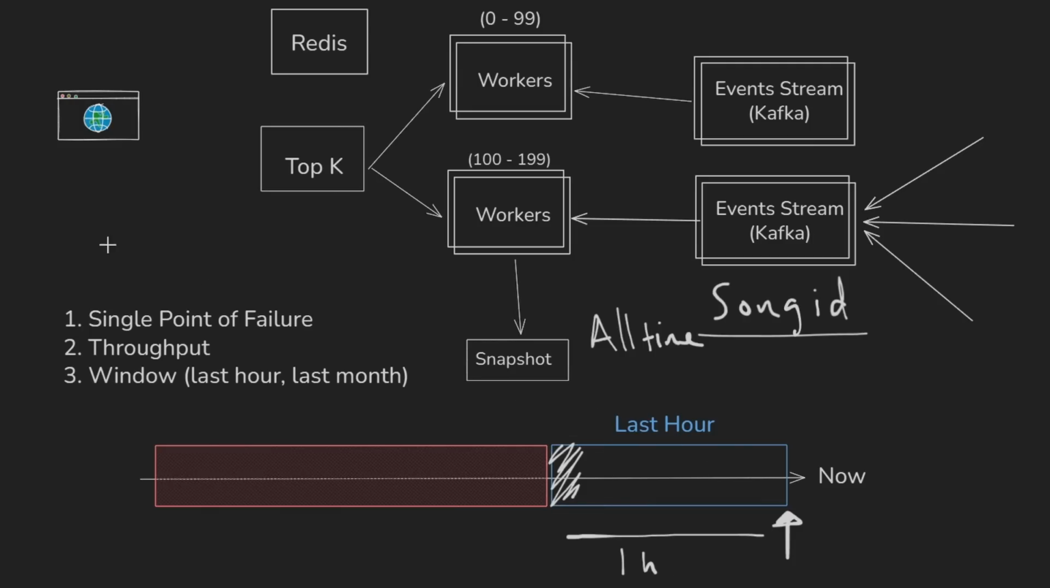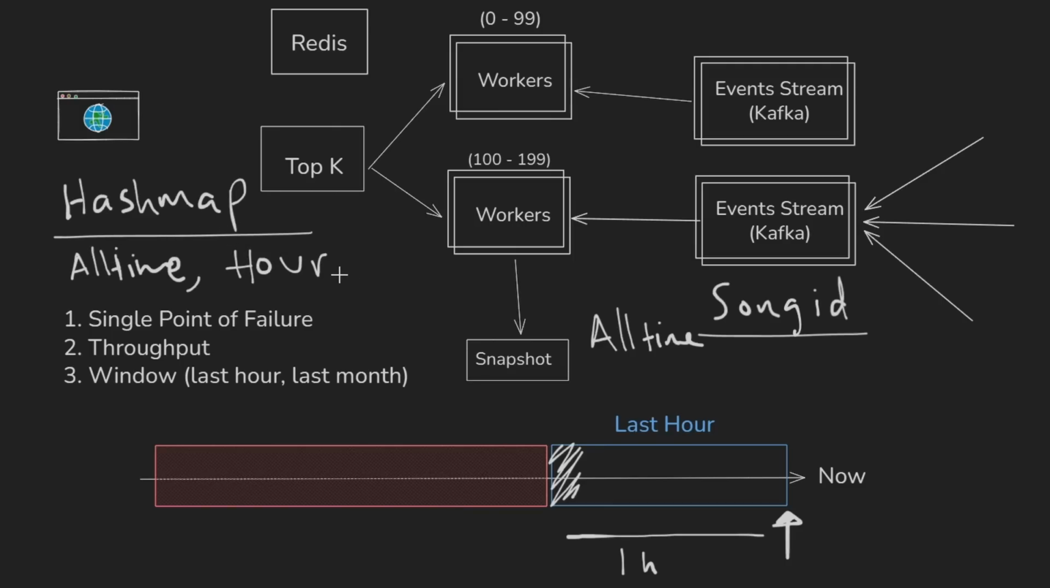So let's say that we have a bunch of hash maps. We have a hash map for every single top K that we're looking for. So we could have a hash map for the all time. We could also have it for the last hour. We'll have a separate hash map for each, and each of those hash maps will keep a count. And we'll also then have a separate heap for each of these as well.